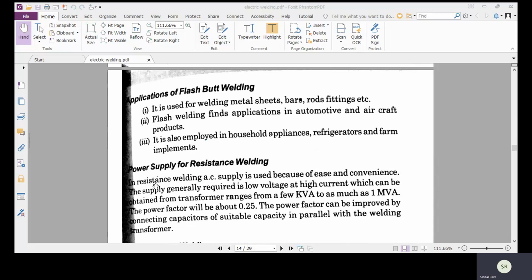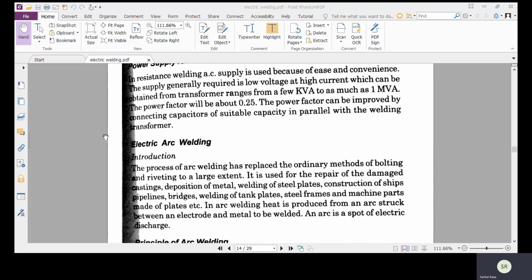Power supply for resistance welding. In resistance welding, AC supply is used because of ease and convenience. The supply generally required is low voltage at high current, which can be obtained from a transformer ranging from a few kVA to as much as 1 MVA. The power factor will be about 0.25. The power factor can be improved by connecting capacitors of suitable capacity in parallel with the welding transformer.